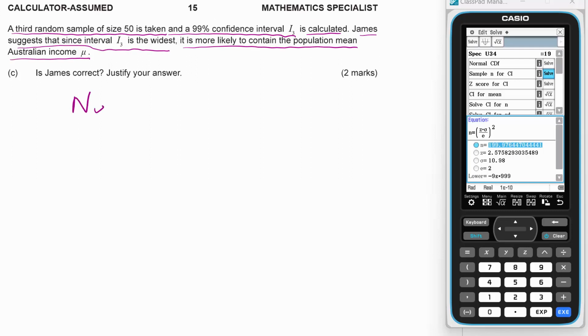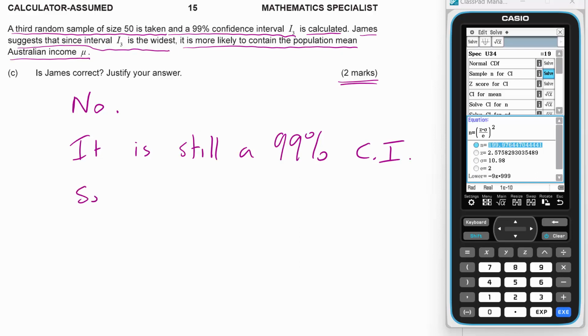The simple answer here is that no, he's not correct. That's not going to get us all of the 2 marks though. It is still a 99% confidence interval, so it has the same chance of containing the true mean.